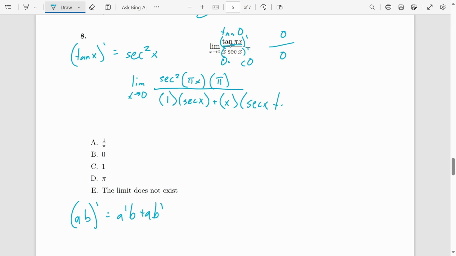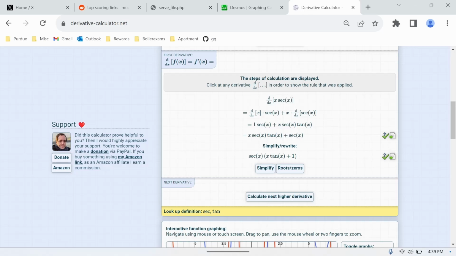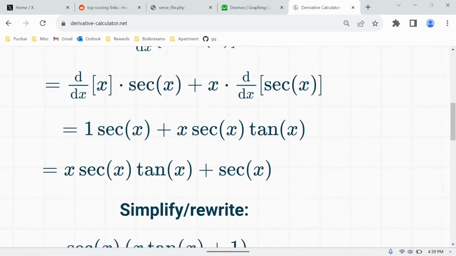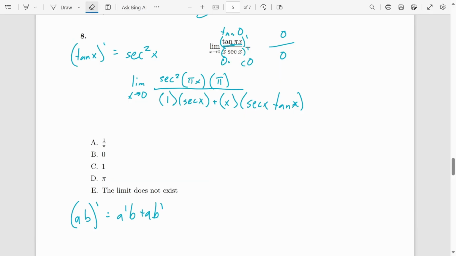Secant x times tan x. If you didn't know what the derivative of secant x is, which I barely do anyways, you could just remember that secant x is equal to 1 over cosine x, and you could do the quotient rule to figure out what its derivative should be. Let me go ahead and check. Yes, it is. Derivative of secant x equals secant x times tangent of x. So we know we're doing that right.